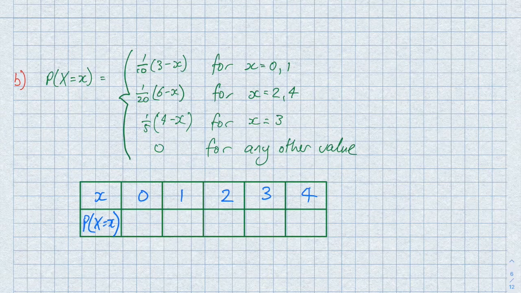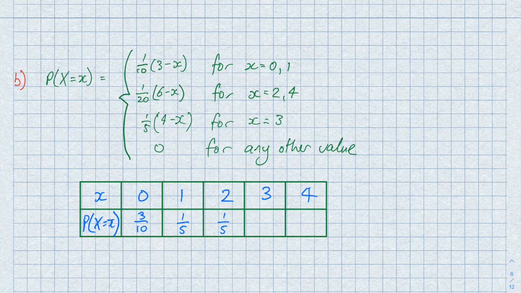So if I put 0 in there, this is 3 minus 0, so I've got 3 on 10. For 1, I'm using the same one, so plug 1 into the bracket, so I get 3 minus 1 is 2, so 2 tenths, or 1/5. When I do 2, I'm now on the second line, so I'm plugging 2 into this. So 6 minus 2 is 4, so it's 4 on 20, which does simplify down if I divide by 4 to 1/5.